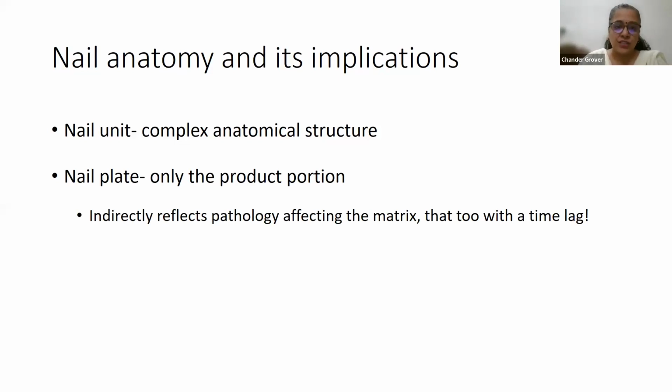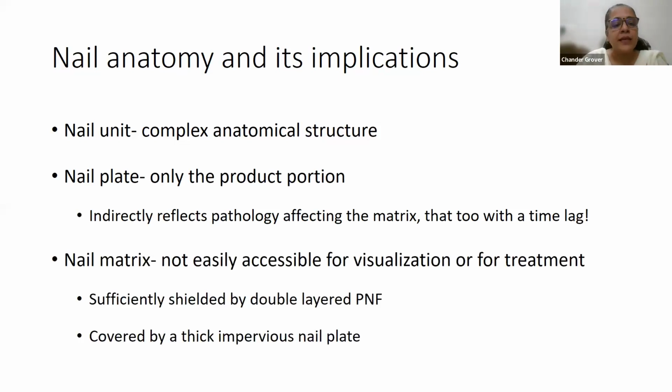The nail plate, which for a layman is the nail plate, but for dermatologists, it is much beyond. The nail plate is only the product portion. It's indirectly reflecting the pathology affecting the matrix, which is hidden from plain sight. It's not easily accessible for visualization, and it is sufficiently shielded by the double-layered proximal nail fold and covered by the thick impervious nail plate. It's left to us dermatologists to understand what's happening in the matrix, which is producing this effect in the nail plate, and how do we correct that. So we have to play Sherlock Holmes here.